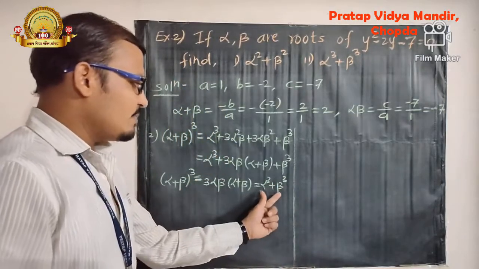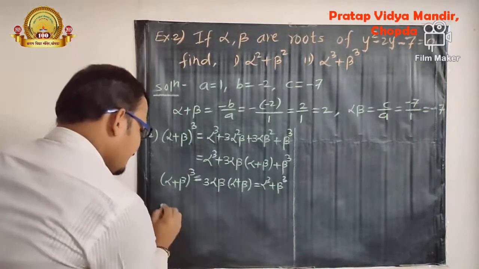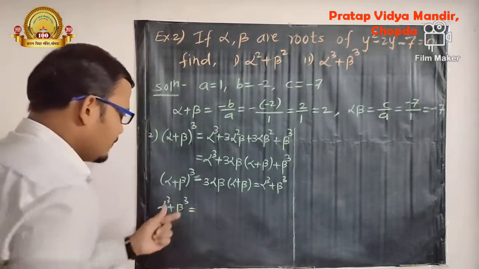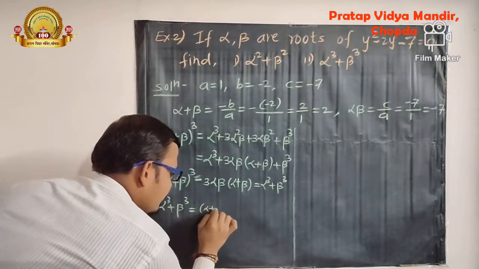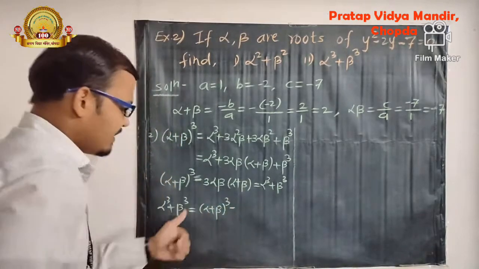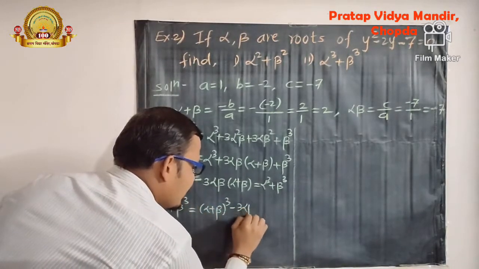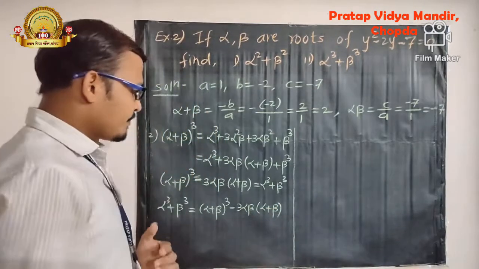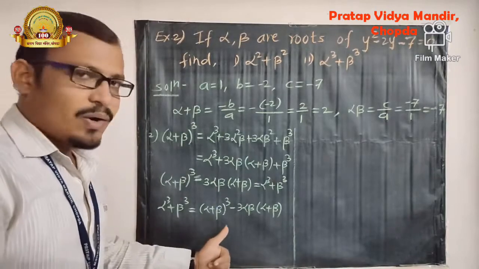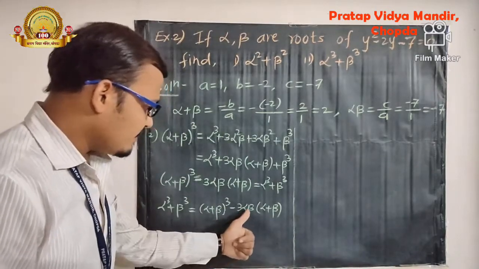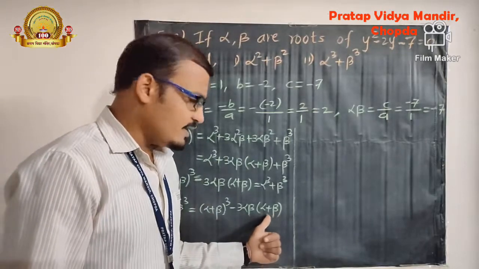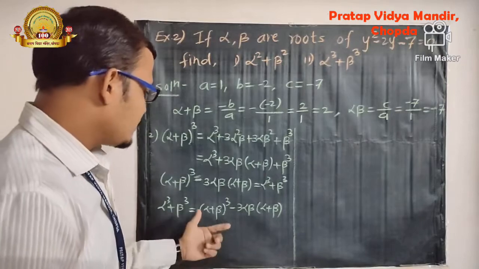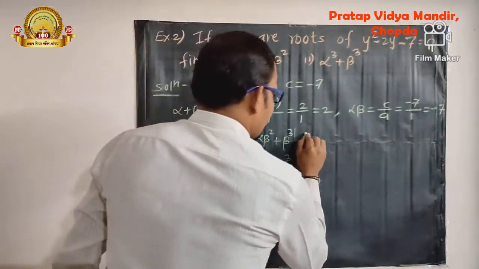So what is the value of alpha cube plus beta cube? Alpha cube plus beta cube is equal to alpha plus beta bracket cube minus 3 alpha into beta in bracket alpha plus beta. Now friends, if we put all these values, alpha plus beta here, alpha into beta here, and alpha plus beta again here, we easily get the value of alpha cube plus beta cube. So let us put all these values.